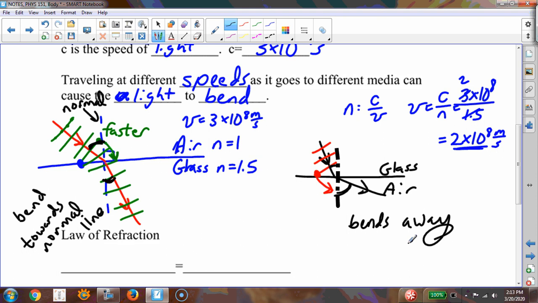Okay, the law of refraction. It's a mathematical formula. You're not going to have to use it, but I'm just going to give it to you there, so you're not really going to encounter it.